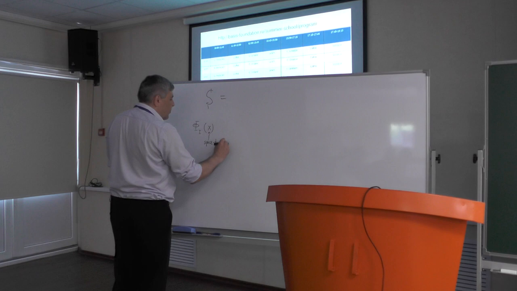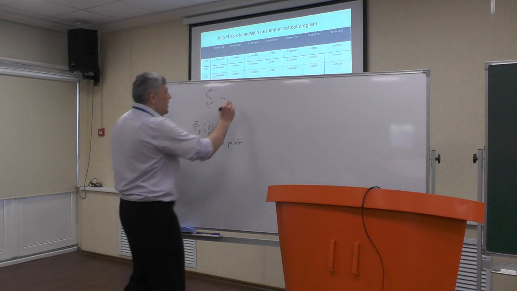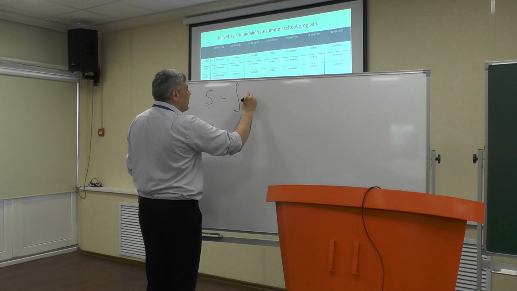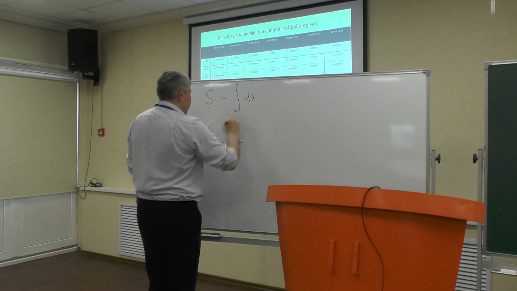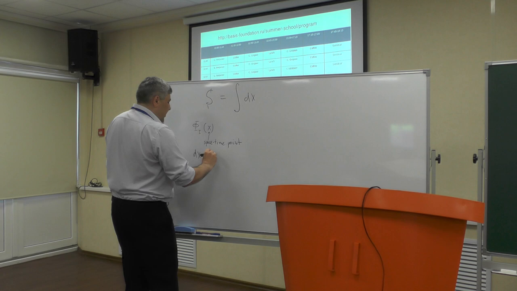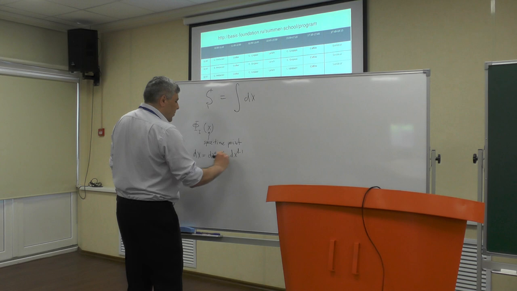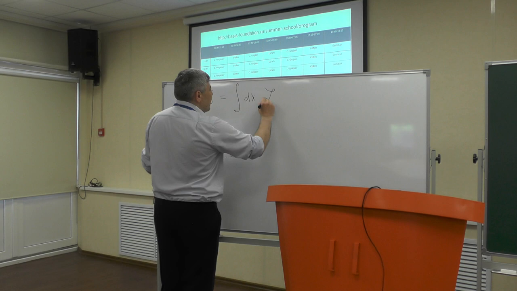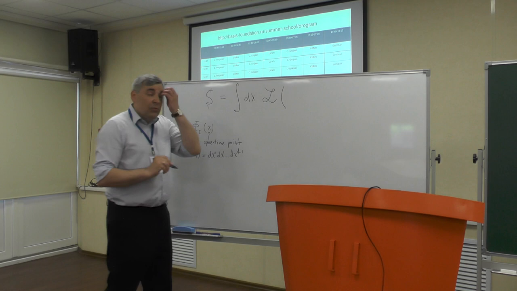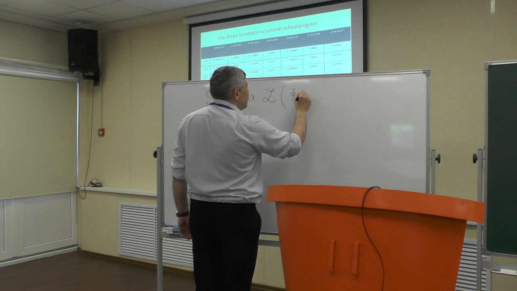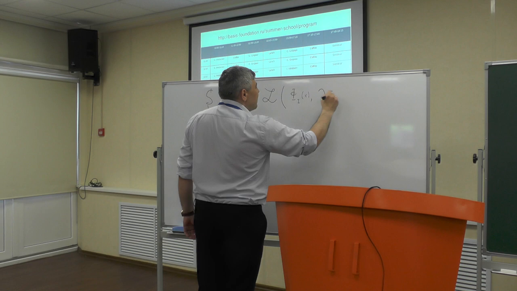And then the action, which describes a dynamical system, will always be assumed to be an integral. In general, let's assume that we consider our fields in d dimensions. So the differential dx will be understood as a product of differentials dx0, dx1, and so on up to dx d minus 1. Integral over the space-time of a Lagrangian density, which I denote by L, and this Lagrangian density is assumed to be a local function of fields phi(x) and of their first space-time derivatives.